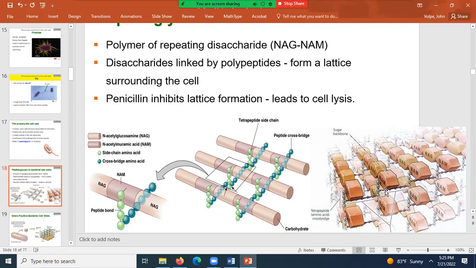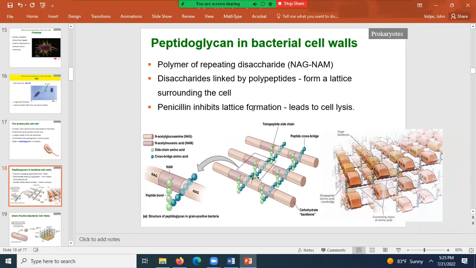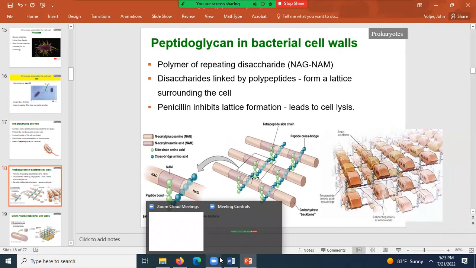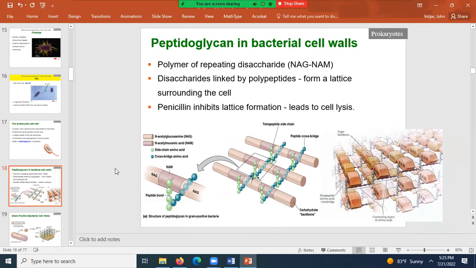And these short peptides are what give peptidoglycan its name. Peptidoglycan means short chains of peptides, peptido, and glycan means sugar, and NAG and NAM are sugars. So peptidoglycan, that's its name. Any questions about that?